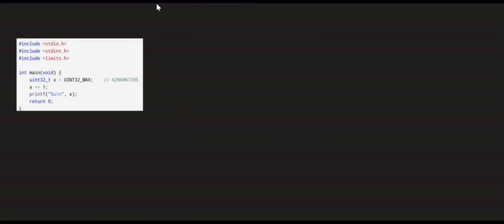So let us consider one practical example here. You can see a code snippet on the screen. We have included stdio, that is input output. We have included stdint, for what? To include our uint32 data type. Then we have limits.h for the min and max of the data types to be considered. Now here I have written int main(void), and in the main body, the data is uint32_t x. X is a variable which is an unsigned integer of 32-bit width, and it is equal to UINT32_MAX.